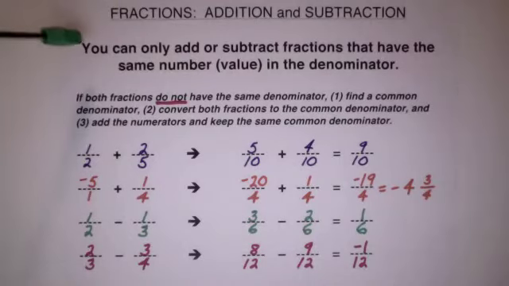You can only add or subtract fractions that have the same number or value in the denominator. The top number in a fraction is called the numerator. The bottom number in a fraction is called the denominator. How can you remember the difference?